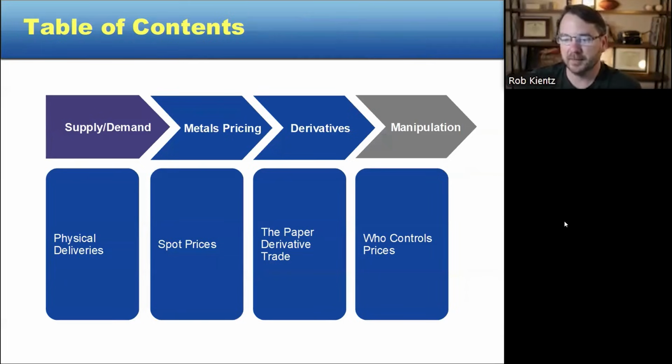We're going to talk about supply and demand. We're going to finish up the supply chain piece where we move from mining, which was really what we detailed in part one, into the rest of the supply chain as it moves through the system to eventually get to your local coin dealer. We'll talk about metals pricing and how we calculate spot prices.